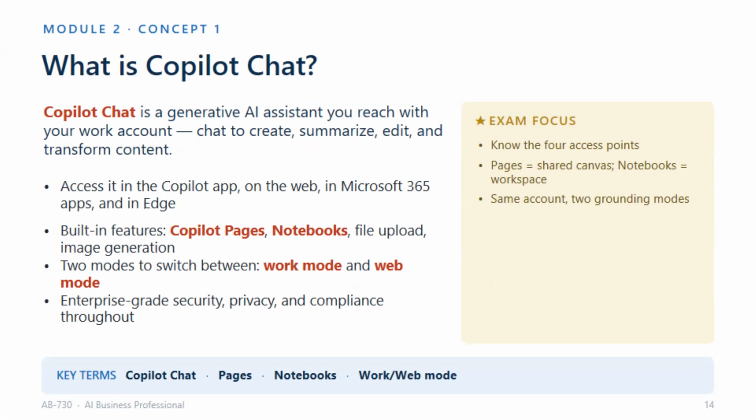Copilot Chat is a generative AI assistant available through your work account. Access it via the Copilot app, web, Microsoft 365 apps, and Edge browser. It includes Copilot pages, notebooks, file upload, and image generation. There are 2 modes, work and web. Pages serve as a shared canvas. Notebooks are for workspace. All features maintain enterprise-grade security and privacy.